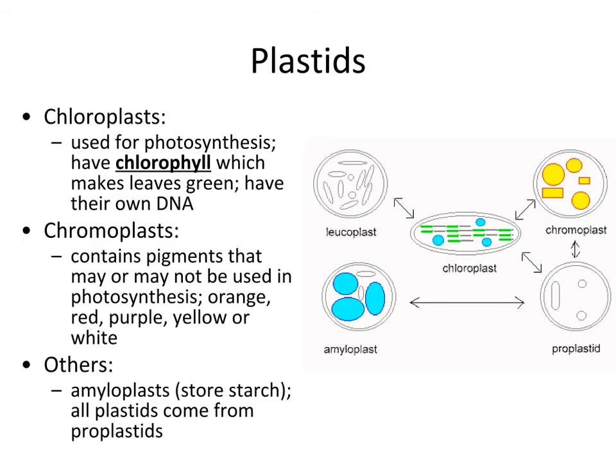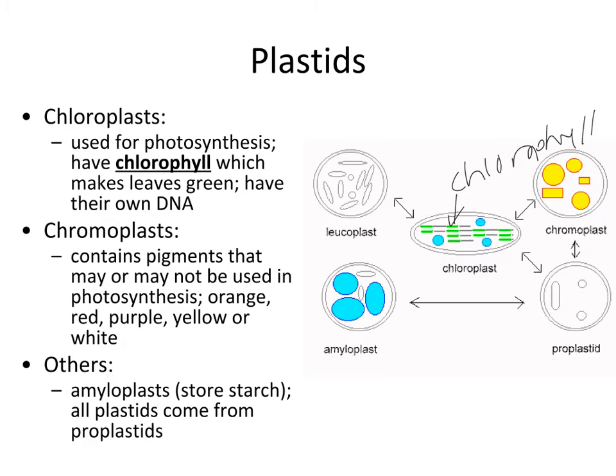Other plastids that we might see in plant cells include chloroplasts. So chloroplasts are a type of plastid. Chloroplasts are used for photosynthesis. They have chlorophyll, which is a pigment that makes leaves green. The cool thing about chloroplasts is they also have their own DNA. So independent of the plant's DNA, chloroplasts have chromosomes and their own DNA, which is kind of cool.